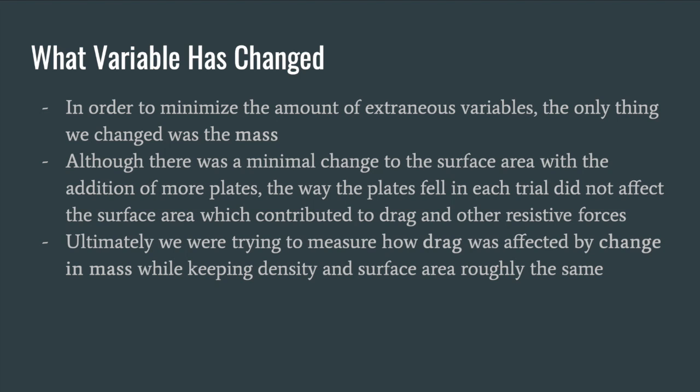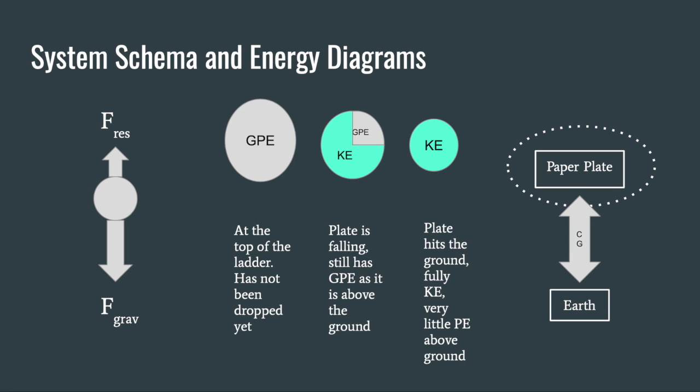The only variable that was changed in our experiment was mass. In order for there to be fewer extraneous variables, we kept this variable isolated, although there was minimal change to the surface area with the addition of each plate. The way they fell in each trial did not affect how the surface area contributed to drag or other resistive forces. Ultimately, we were trying to measure how drag affected the change in mass while keeping the density and surface area roughly the same. So this is our system schema, our energy diagram, and our free body diagram.